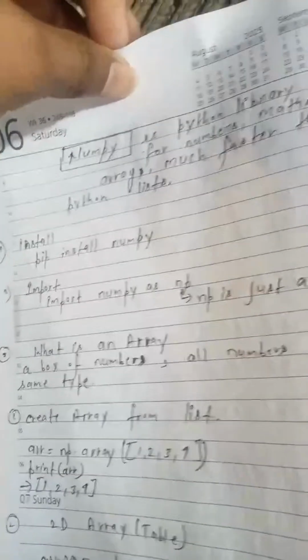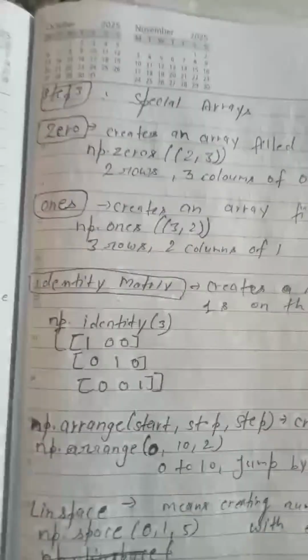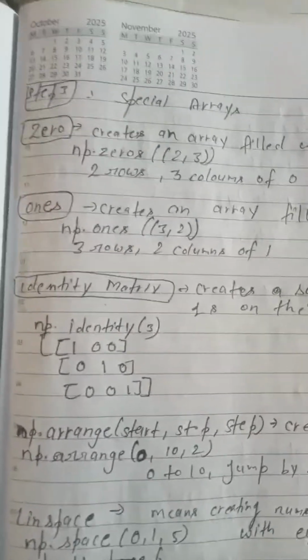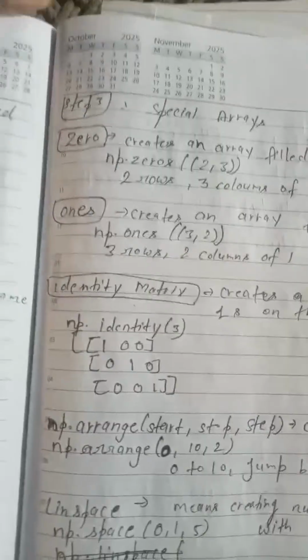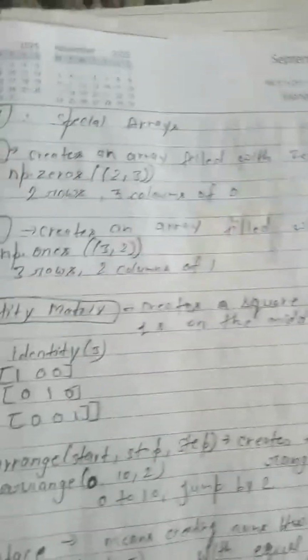Array. And what is an array? An array is like a box of numbers. And a special array, like zeros, creates an array filled with zeros. So np.zeros, for example 2 rows and 3 columns, and that matrix is going to be filled with zeros only.